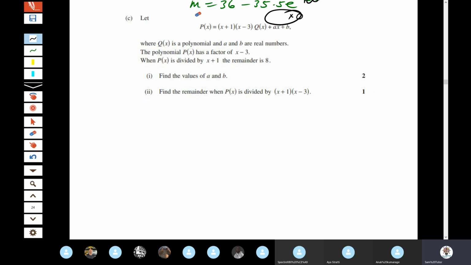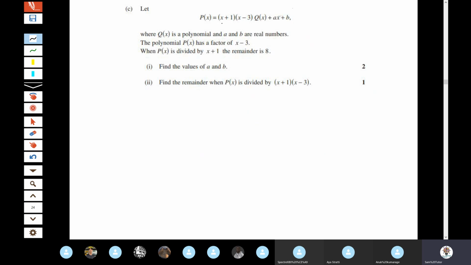Let's rub this bit out. Okay, let the polynomial P(x) = (x + 1)(x - 3)Q(x) + ax + b, which we know, because it's dividing by a quadratic, is going to be linear in term. Where Q(x) is a polynomial, and it doesn't matter what kind of polynomial this is, it could have been just 1, it could have been x, it could have been x squared minus 5x plus 3. Doesn't really matter. It's just any polynomial. And a and b are real numbers.